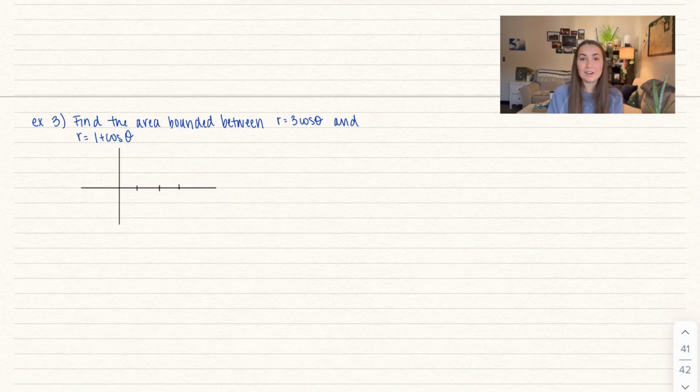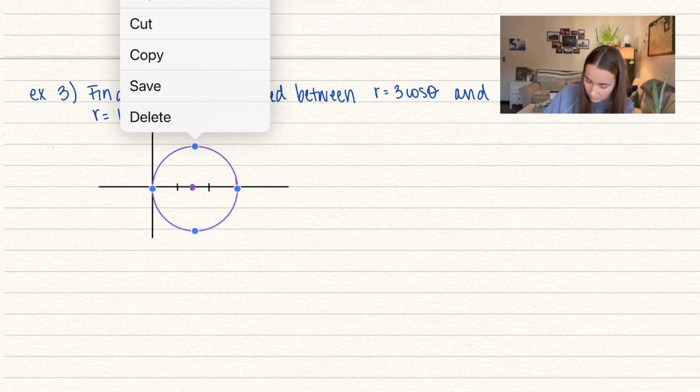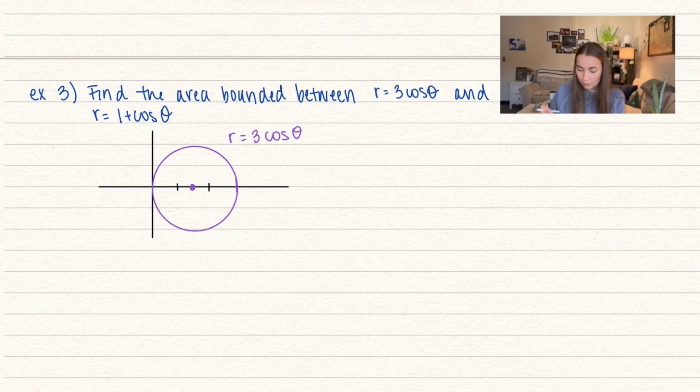And then we have one more example here. We want to find the area bounded between r equals 3 cosine theta and r equals 1 plus cosine of theta. So first, let's go ahead and start off by drawing it. We have 3 cosine of theta. It's just going to be the circle that goes out to 3. So it's going to have a center at 3/2. So that is our circle, 3 cosine theta.